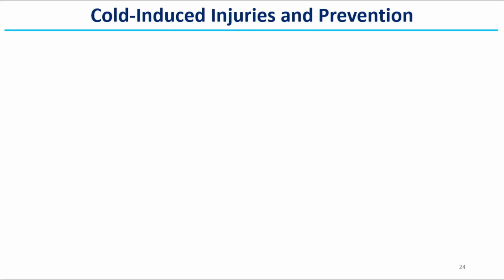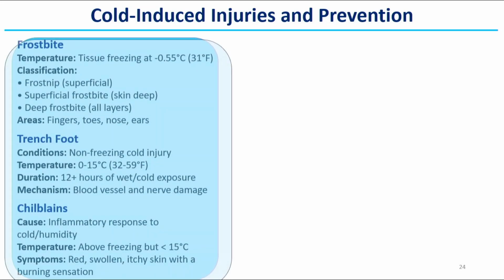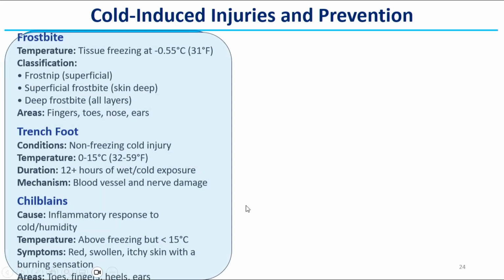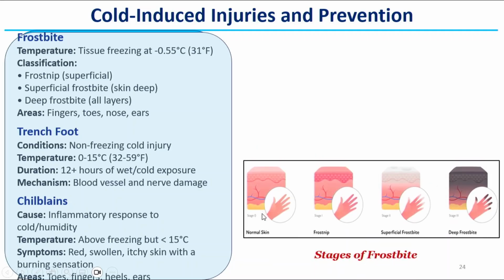Now, cold induced injuries and prevention. There are different types of cold induced injuries. The first is frostbite. You can see the different stages of frostbite. Here is a normal, superficial frostbite, which occurs when tissue freezes at around minus 0.55 degrees Celsius, just below the freezing temperature.